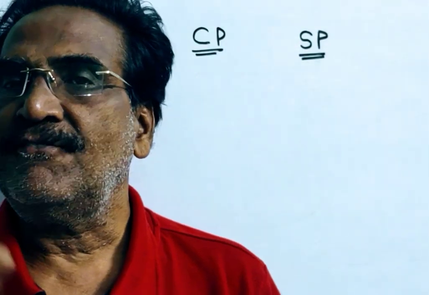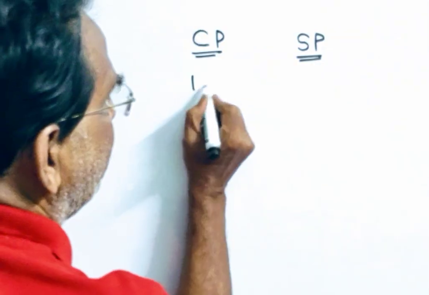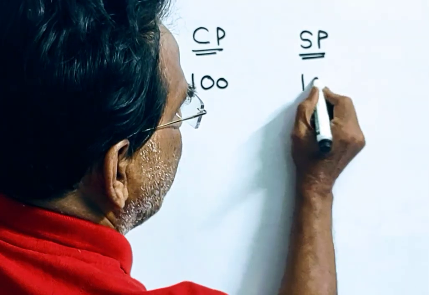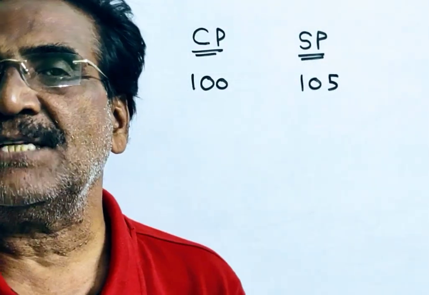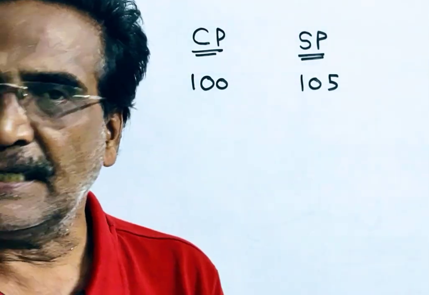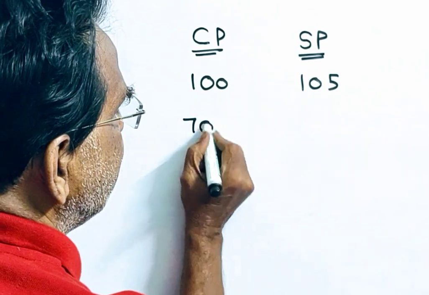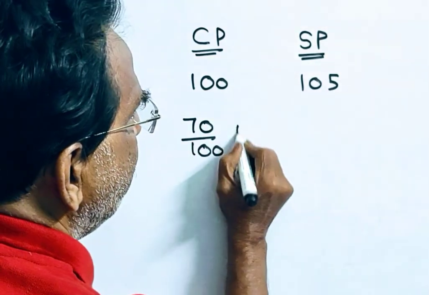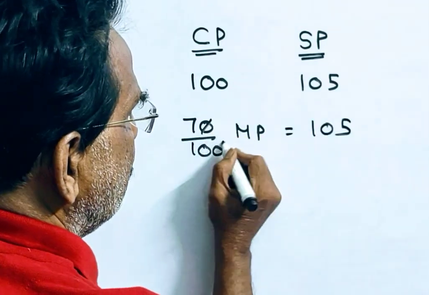Friends, getting 5% profit implies that if the cost price is 100, then the sold price is 105. Friends, this sold price 105 is after a discount of 30%. That means this 105 is 70% of the market price. 70% of the market price is equal to 105.